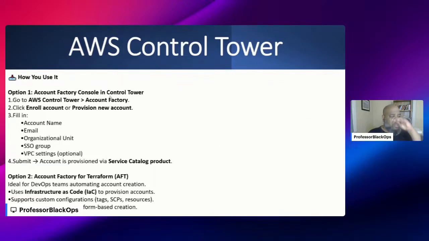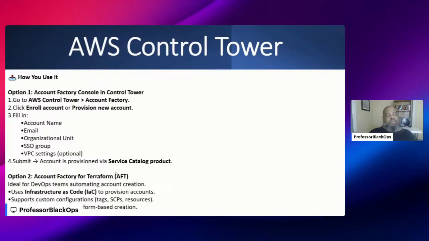Just some stuff off the Control Tower, how you would get to it. Once again, you fill in the account name, email, organizational unit, right? That'll be where our job functions come in. Single sign-on group and VPC settings are optional, right? The cool thing is if you need more granularity, you can set up Terraform.